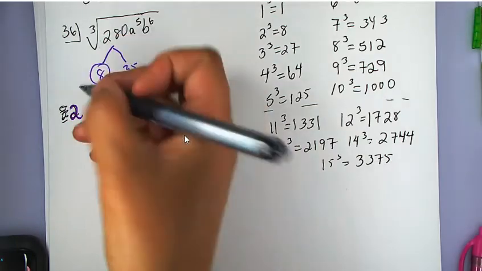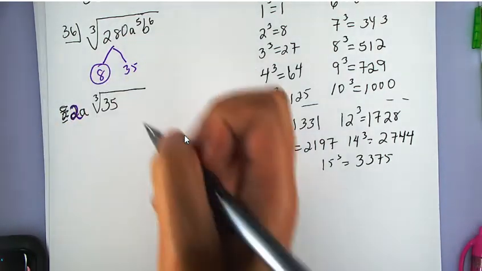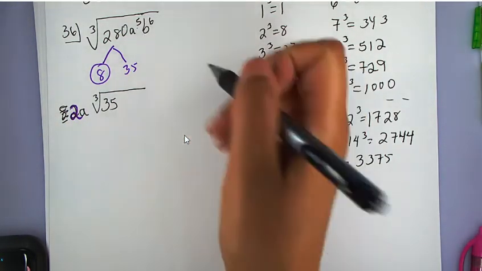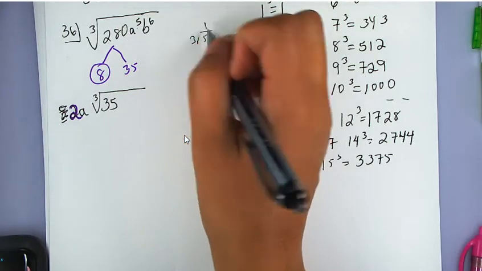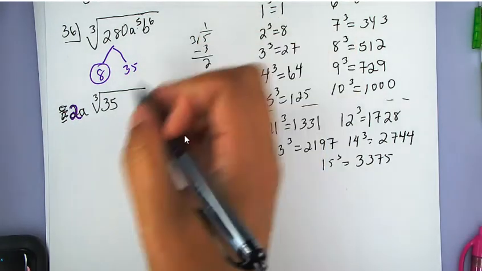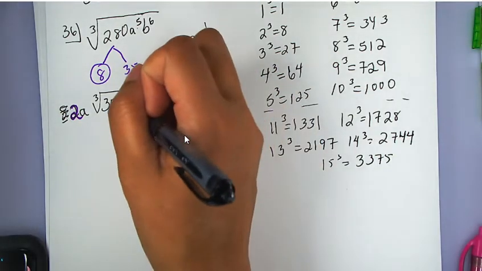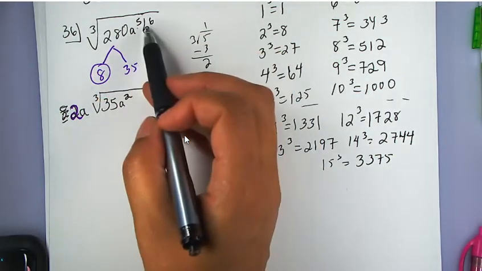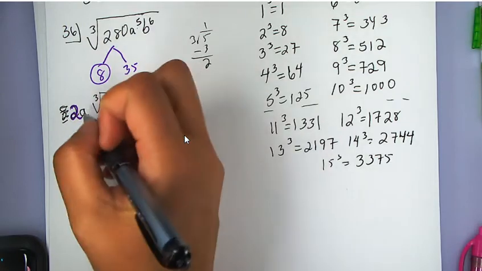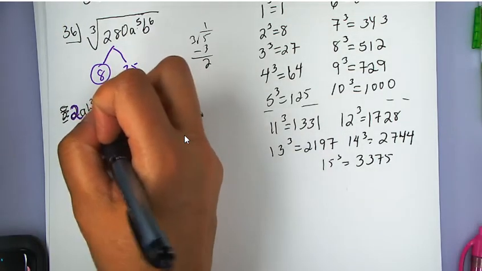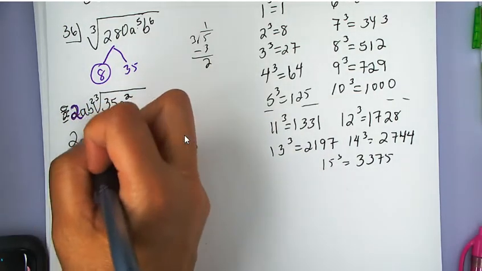Let's go to number 40. Number 40 is the 5th root of 2 over 243. So we're going to do 5th root, and this time we're going to be doing the quotient rule. It's already together, so I can break that apart.